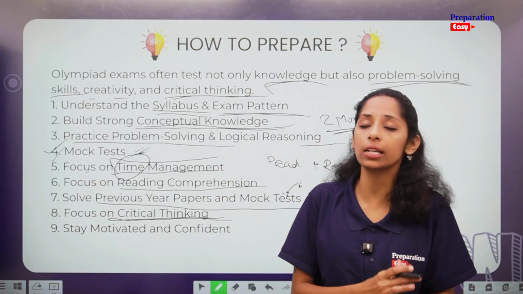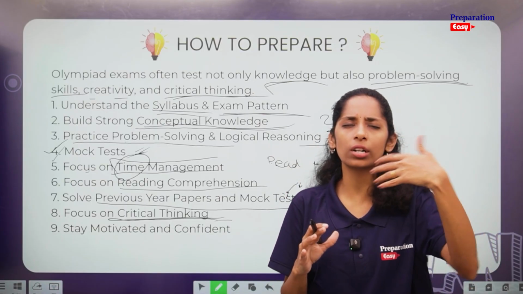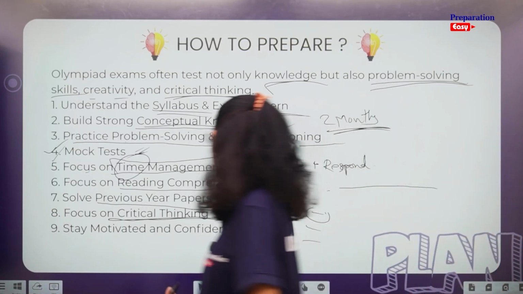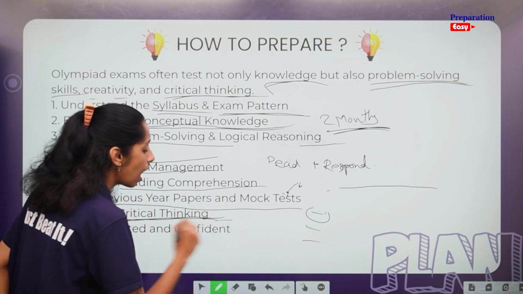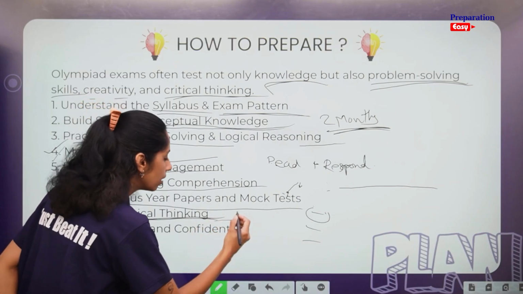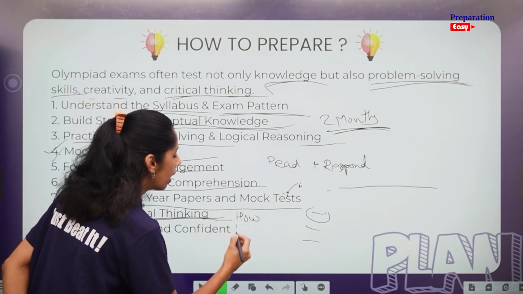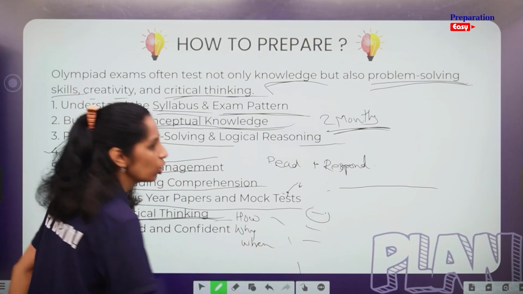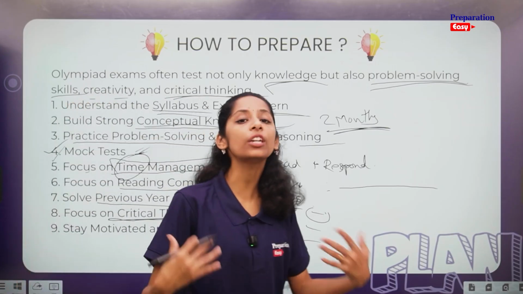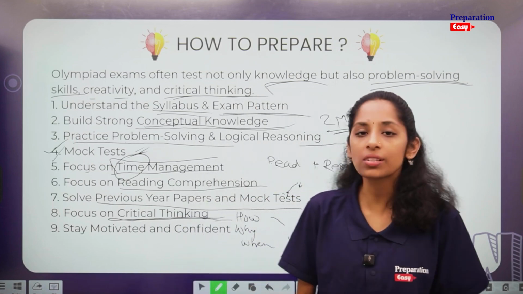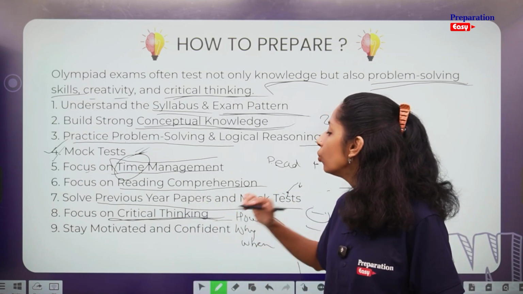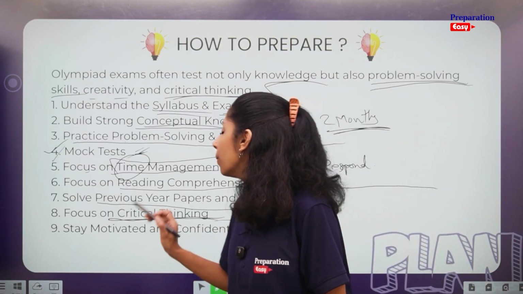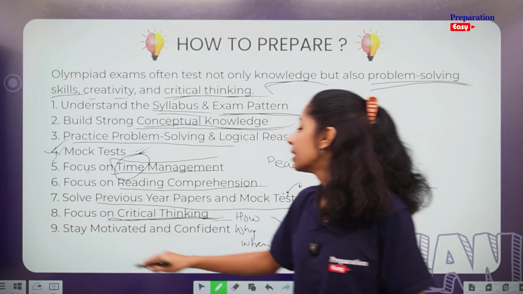And what do I mean by critical thinking? What is it? If you don't know, let's understand this very shortly. Ask questions like how, why, when, etc. So just like a child, be curious. If you are curious enough to understand, then you will be able to think critically, okay. And finally, last but not least, stay motivated.